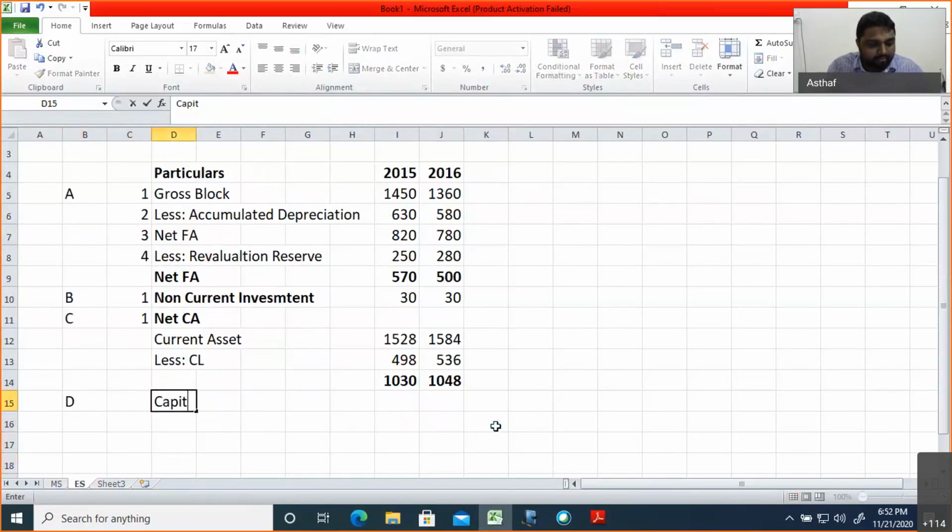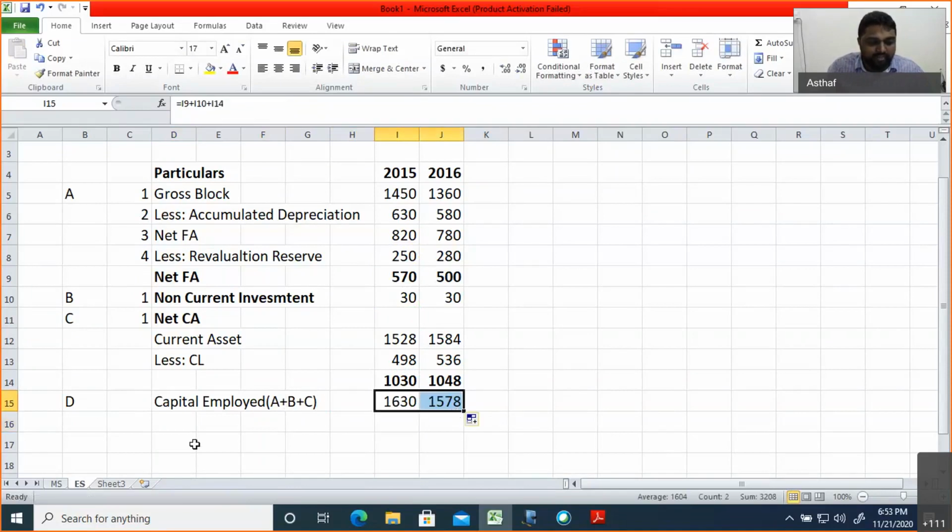Yes, my dear friends. What is the definition of capital employed? We have discussed: net fixed asset plus non-current investment plus net current asset. So A, B, C. So what will be the answer? You have to take 570 plus 30 plus 1030. So they were telling average.